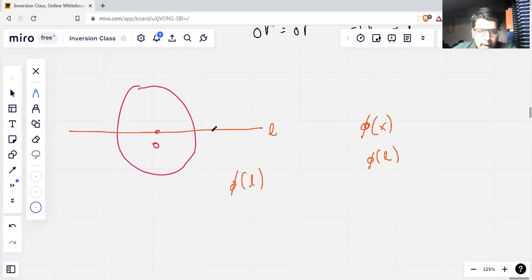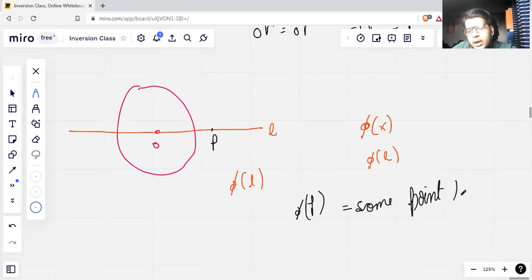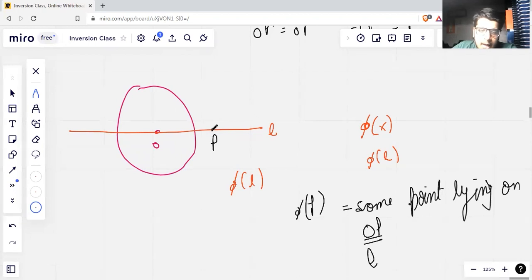Consider any random point lying on this line, let's say P. Notice that phi of P will be some point lying on OP. And OP is just the line L. So the image of any point P under the inversion will be another point lying on this line. Right? So it means phi of L is equal to L.